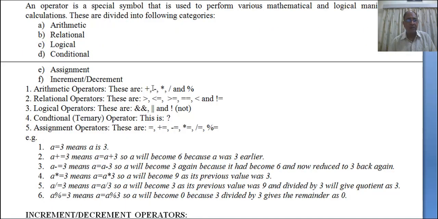Arithmetic operators are plus, minus, multiplication, division and the percent sign, which is for modulus or finding the remainder. Relational operators are greater than, less than, greater than or equal to, less than or equal to, double equal to, and not equal to. Logical operators are and, or, and not. Conditional is the ternary operator, the question mark. Assignment operators are equal to, plus equal to, minus equal to, multiplication equal to, division equal to, and percent equal to.